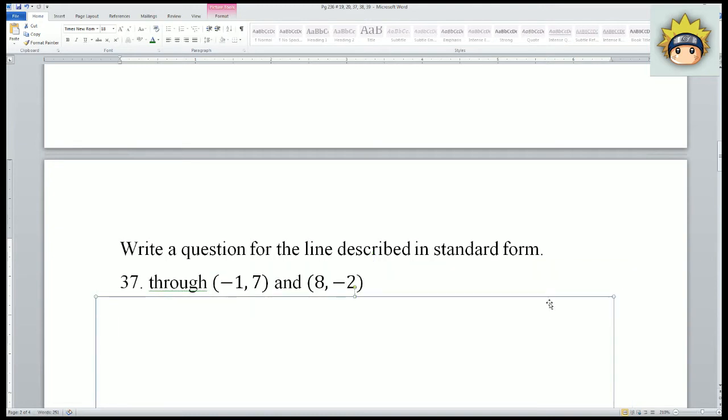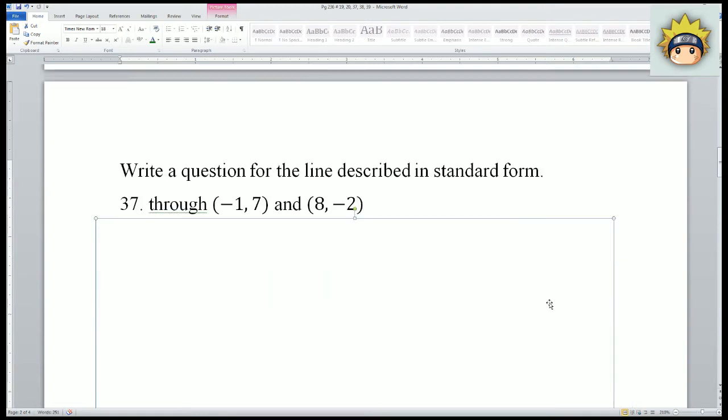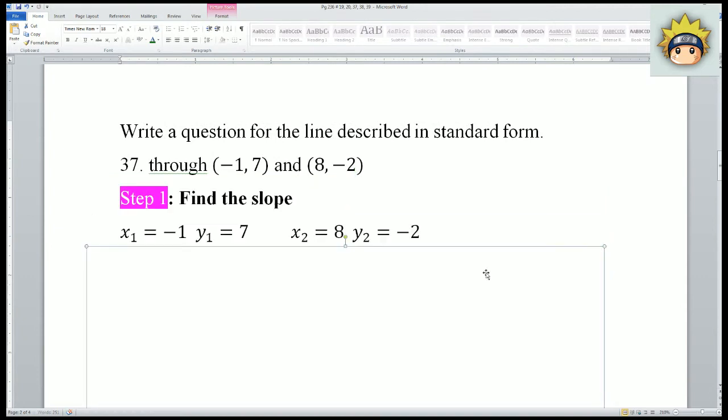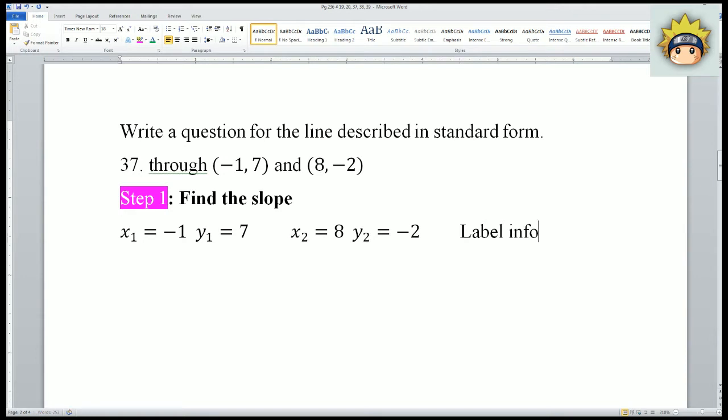Okay, number 37, we are given 2 points. So if you follow your graphic organizer, 2 points. After that, they say find the slope. So to find the slope, I have to start by labeling the points. Once I label the points, here I could even write that for you, label info, which are the 2 points.